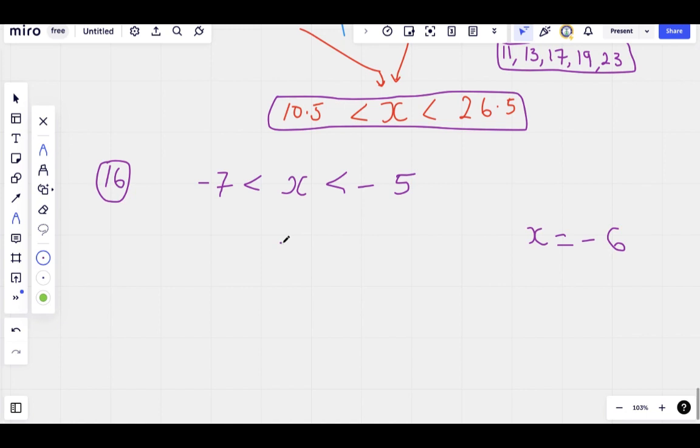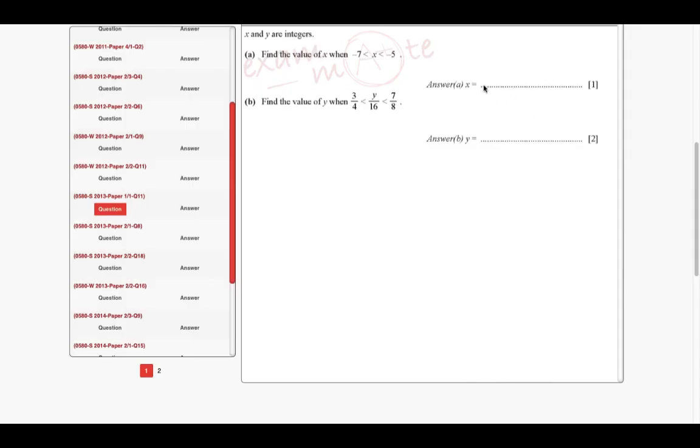Because if you put negative 6 here, negative 6 is less than negative 5. That's correct, right? And negative 6 is greater than negative 7. That's correct, right? Are you with me? Yeah, this question you don't need to work much, that's why it's just 1 mark. It's just an intuitive question.